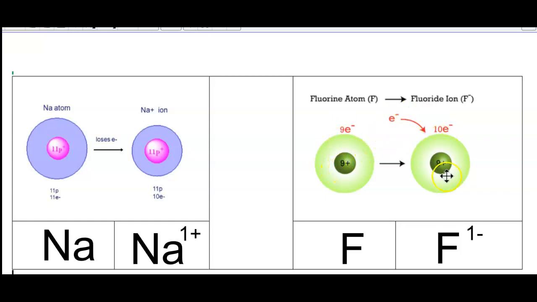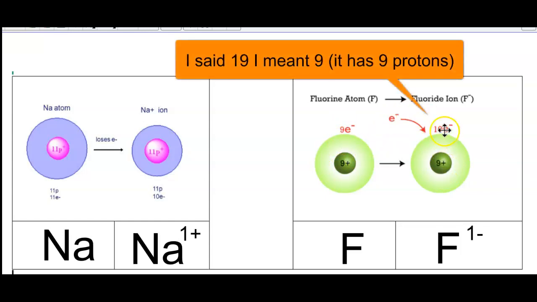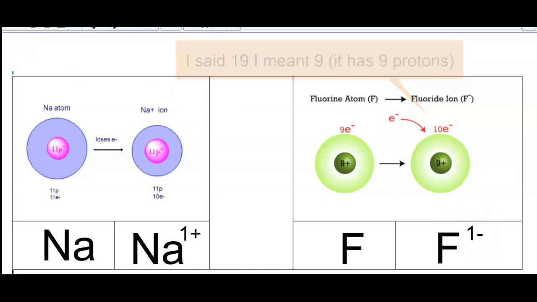It gains an electron, so now it has 19 protons but 10 electrons, so therefore it has a 1- charge. It has more negatives than positives. Please fill in your symbols in the appropriate spaces on your paper. Do not worry about the superscript if you can't figure out how to do it on your Chromebook. Just get it as a +1 and a -1.